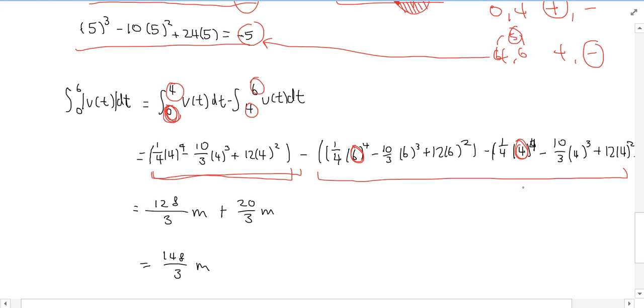When you plug in the numbers and figure everything out, you should come to 128 over 3 meters plus 20 over 3 meters. Make sure it's not minus, because what we're trying to find is our total distance. Then we add them together, and we get 148 over 3 meters. And that would be our total distance traveled.